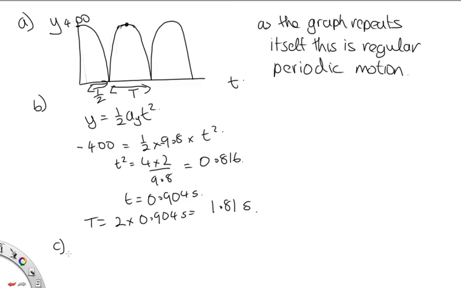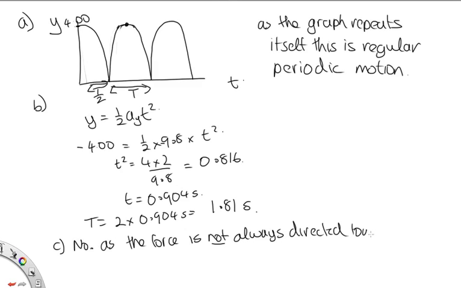Okay, part C says, is this simple harmonic motion? Well, no, it's not. The acceleration is constant. It's always downwards at 9.8 meters per second squared. It's not always directed towards the equilibrium position. So no, as the force is not always directed towards the equilibrium position.